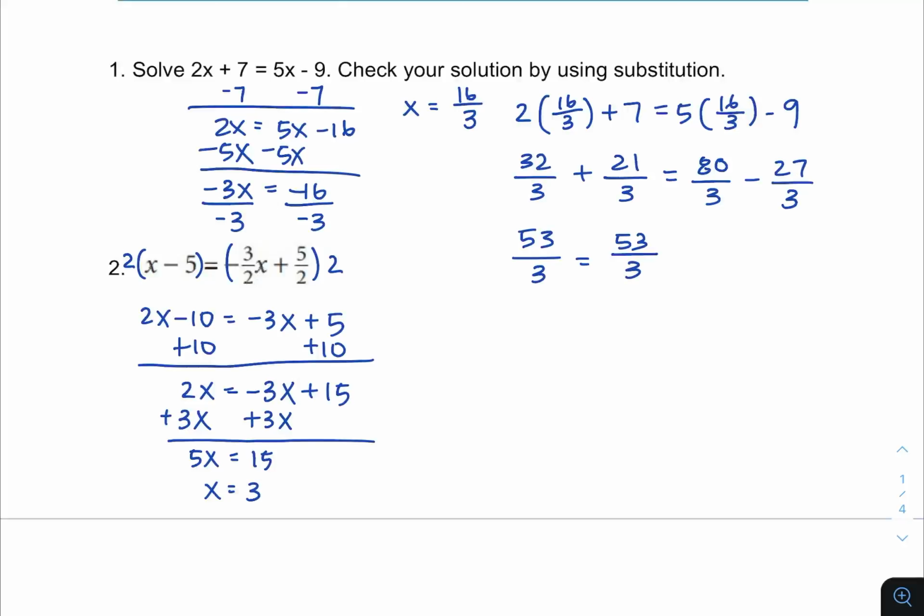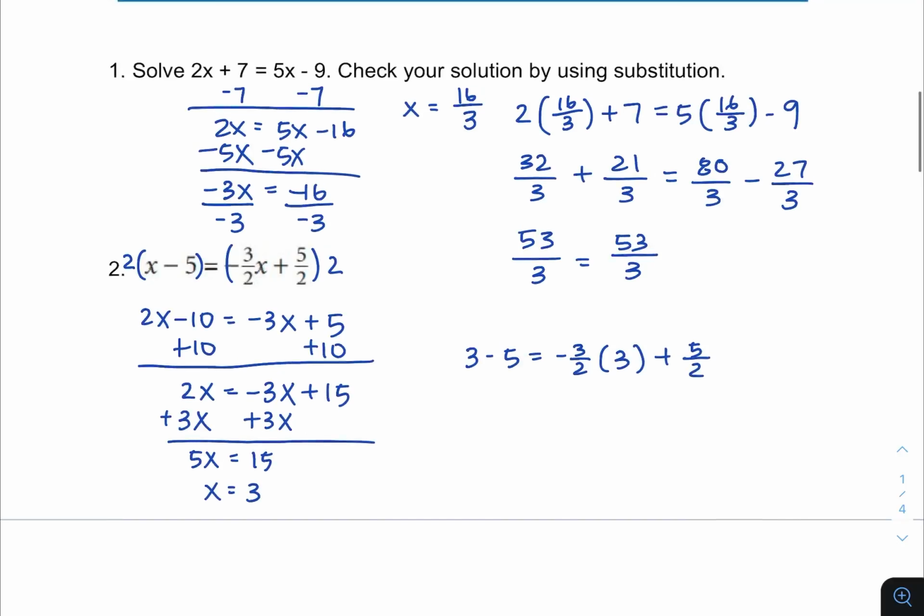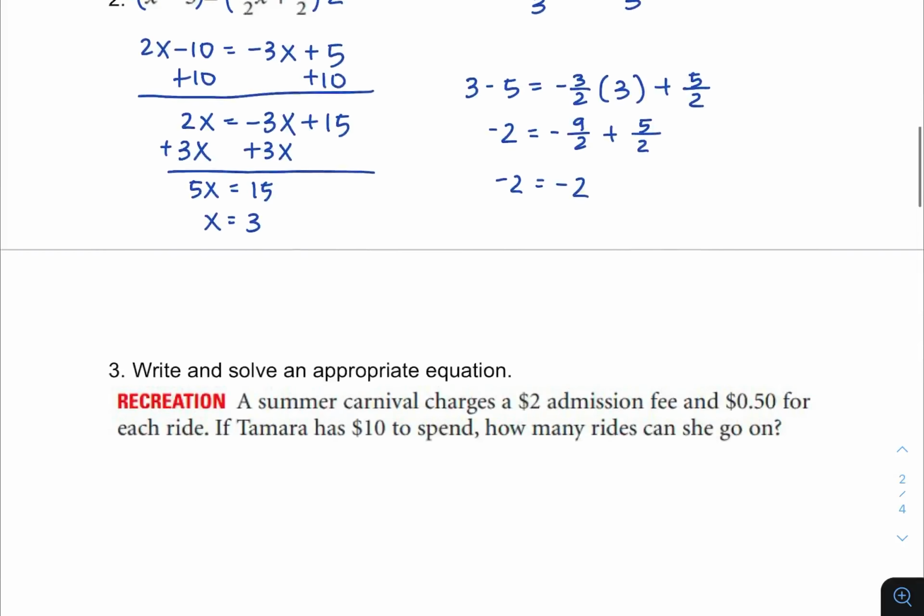And we're also going to use substitution to check our answer. We get 3 minus 5 equals negative 3 over 2 times 3 plus 5 over 2. Negative 2 equals negative 9 over 2 plus 5 over 2, which is negative 4 over 2. And that simplifies into negative 2. And this equation is also true, verifying our answer as x equals 3.